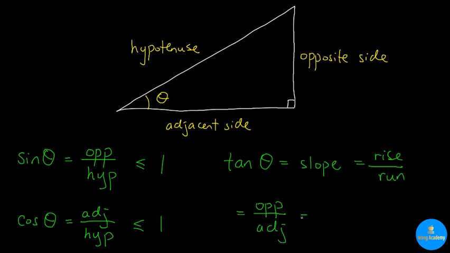We can also see that this is the same as sine theta over cosine theta, because if you take the ratio between sine theta and cosine theta, the hypotenuse will get cancelled, and we have opposite over adjacent as a result. Let's look at some classical examples of right-angled triangles.